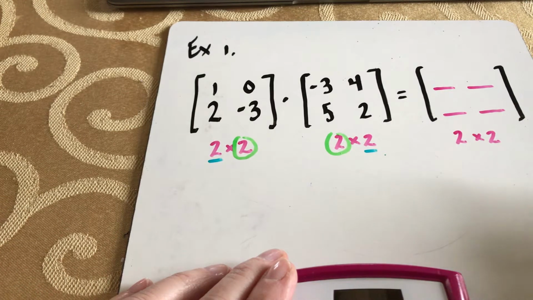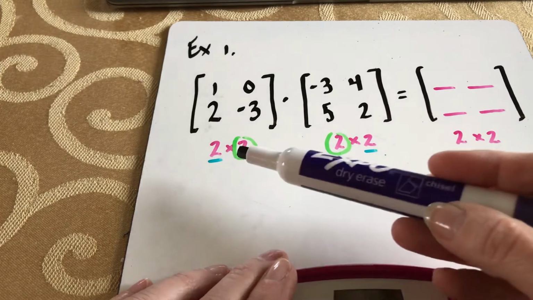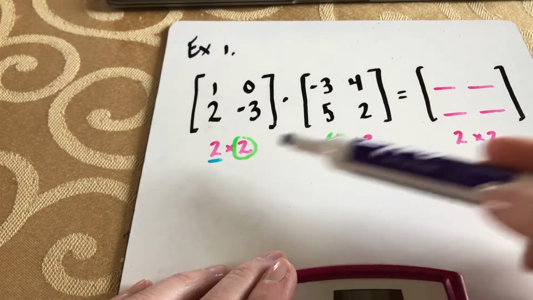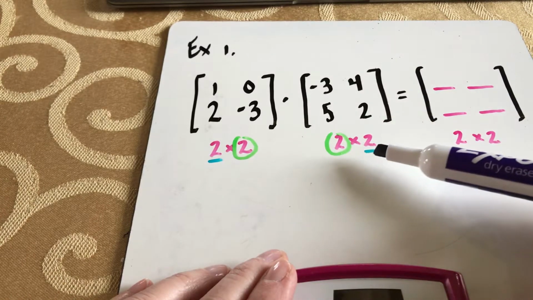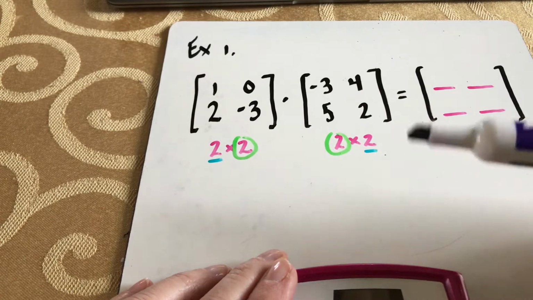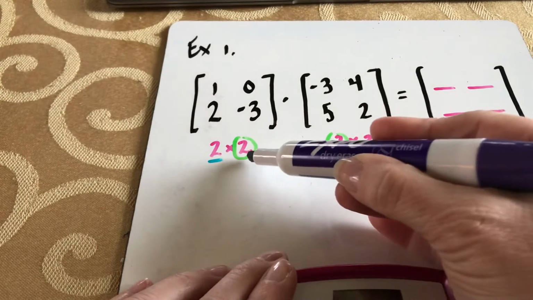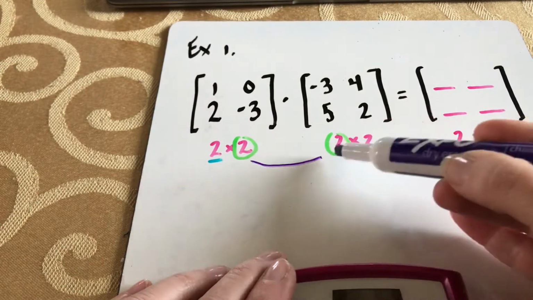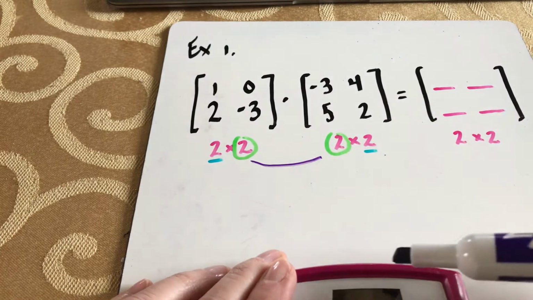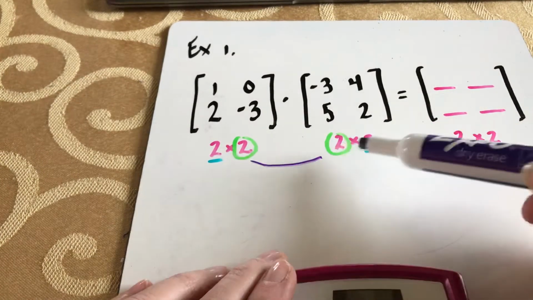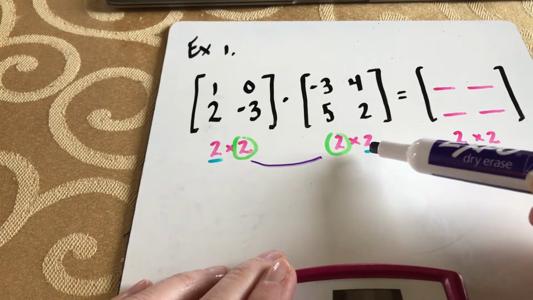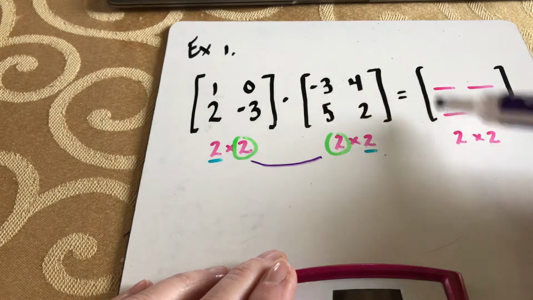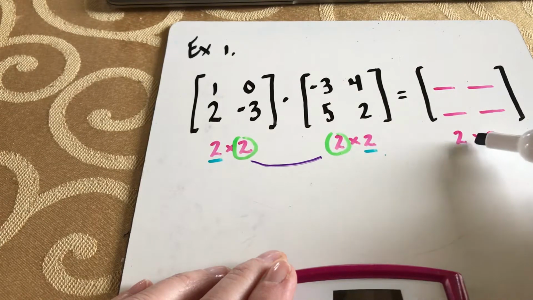Example 1. To begin, the first thing I always do is write down the dimensions of the matrix. So my first matrix is a 2 by 2. The second matrix is also a 2 by 2. In order to do the multiplication, I need to check to make sure these two middle numbers are the same. These outer numbers here will tell me the size of my answer. So I know that my answer, when I multiply these, will also be a 2 by 2.